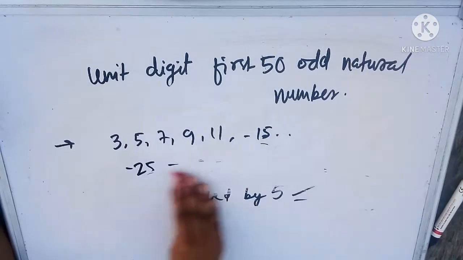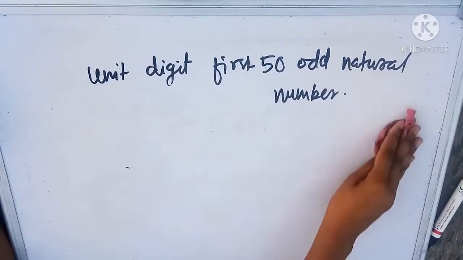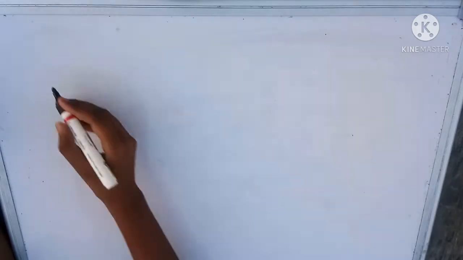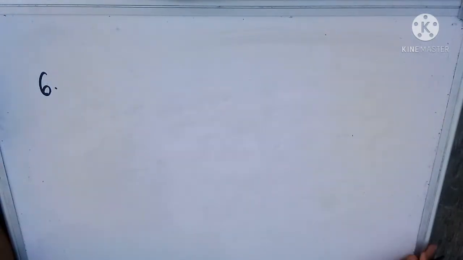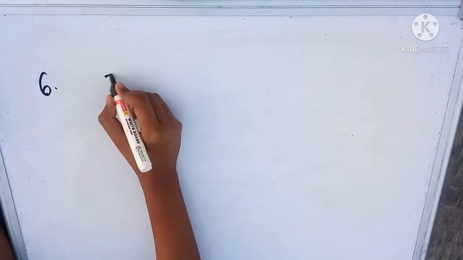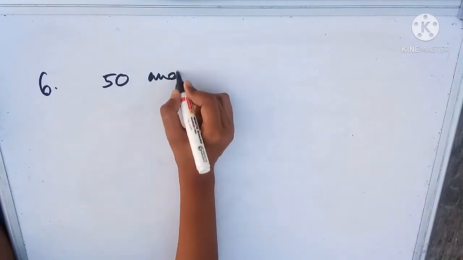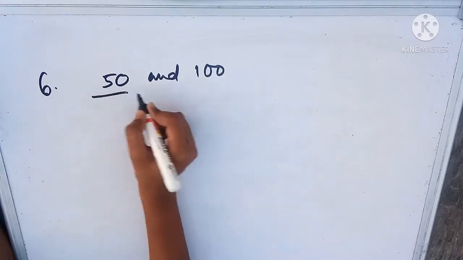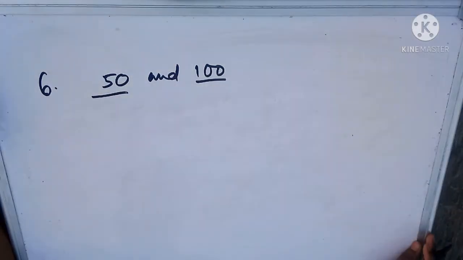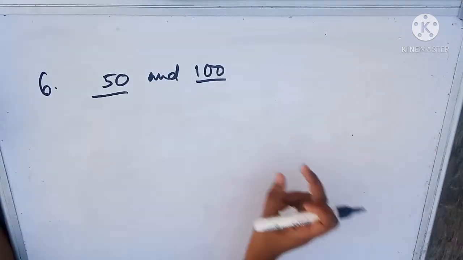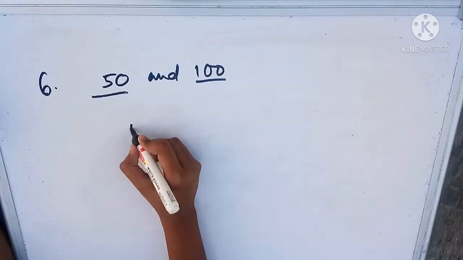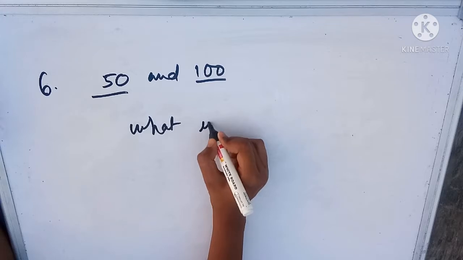To the next question, question number 6. It says: how many composite numbers are there between 50 and 100, where we have to include both 50 and 100. Before you find the composite numbers between 50 and 100, first of all you must know what a composite number is.